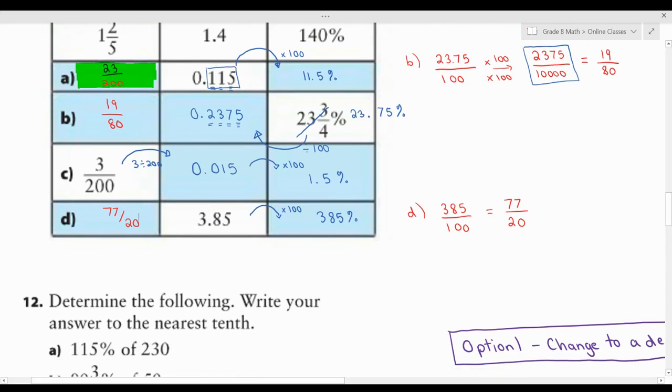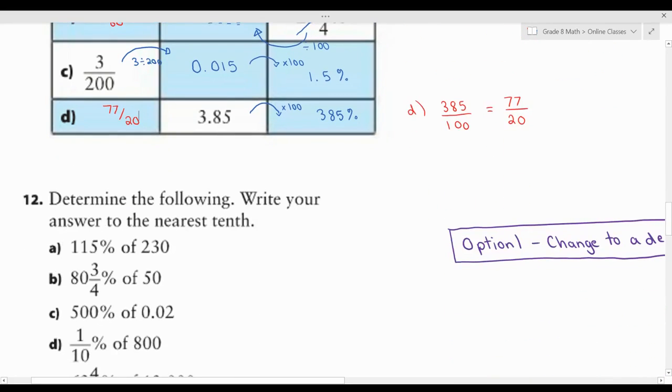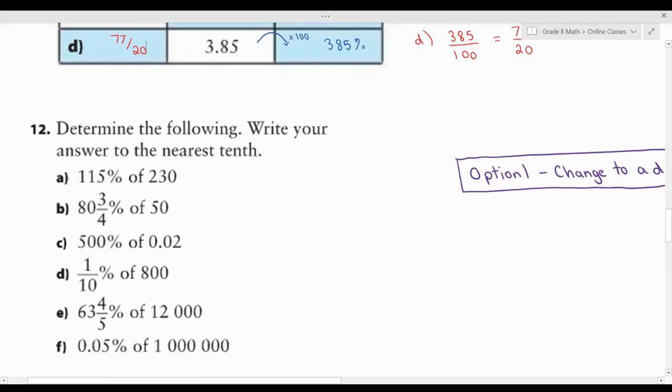Next question I'll look at is number 12. So it tells you to determine the following, write your answer to the nearest tenth. As a reminder, that means it wants one decimal place. So there's a whole bunch of questions here. I'm not going to cover every single one using the two different options. I'll maybe show you one or two and then just write down the answers. So question A says, we are supposed to find 115% of 230.